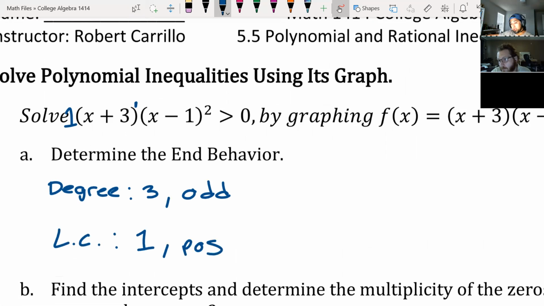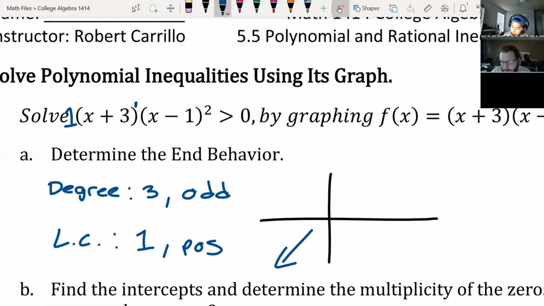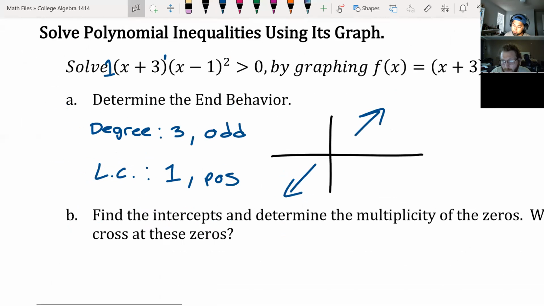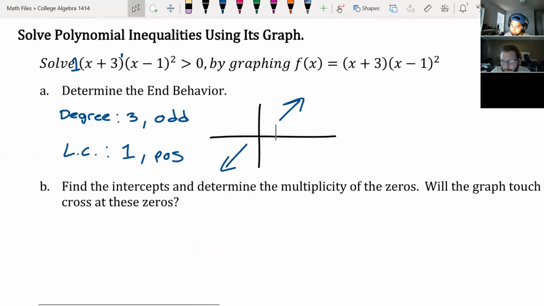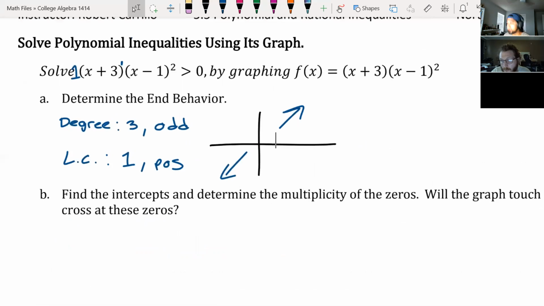So we have an odd degree and a positive leading coefficient. What does the end behavior look like? Down left to the top right. Good. Down left, top right. Excellent. That's end behavior. And now it says find intercepts, determine the multiplicities. Will we touch or cross? So we're going to take this function and set it equal to 0. So we'll look at x-intercepts first.